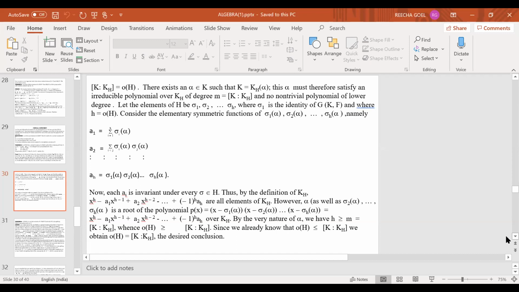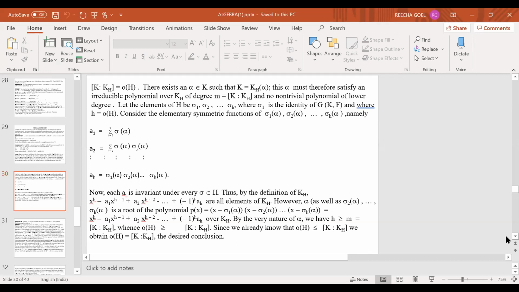Then three at a time: sigma i alpha, sigma j alpha, sigma k alpha, where i is less than j less than k, and i, j, k range from 1 to h. So these A1, A2, up to Ah are all elementary symmetric functions. And the beauty of these elementary symmetric functions is that they all remain invariant under every automorphism. So each Ai is invariant under every sigma in H. Therefore, by definition, because they are all elements of K, they are elements in KH.